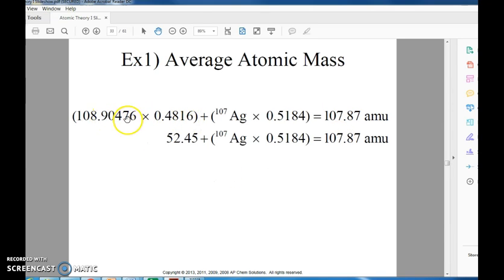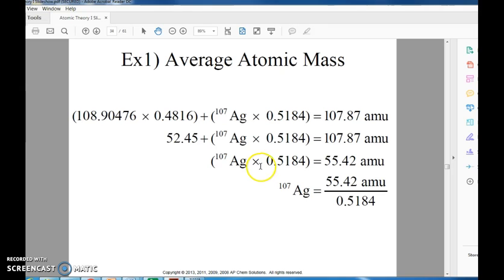Okay, then we're going to multiply those two together. We get this value. We're trying to solve for this 107. We'll then subtract that 52.45 from both sides and get 55.42. Then divide by the 0.5184. That's that percentage, so we change to a decimal. And we find that the average, or excuse me, not the average, but the actual mass for the 107 is 106.9 AMU. The average for all silver is 107.87.